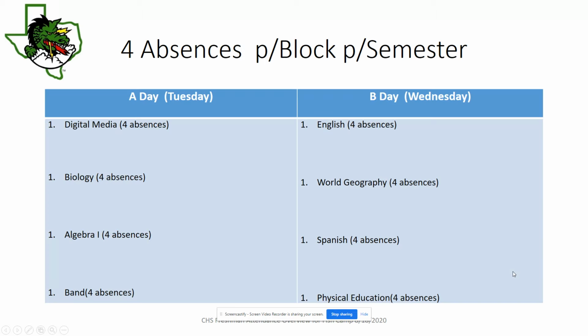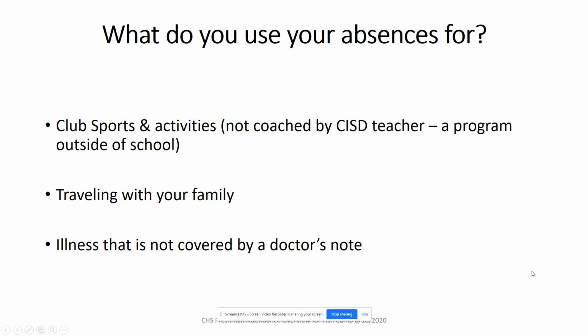So you receive a bank of absences from the state, and you get 4 absences per block per semester. I've outlined just a typical A and B day and how those absences are allocated per block. Now, what would you use them for? You use these absences for your club sports and activities.